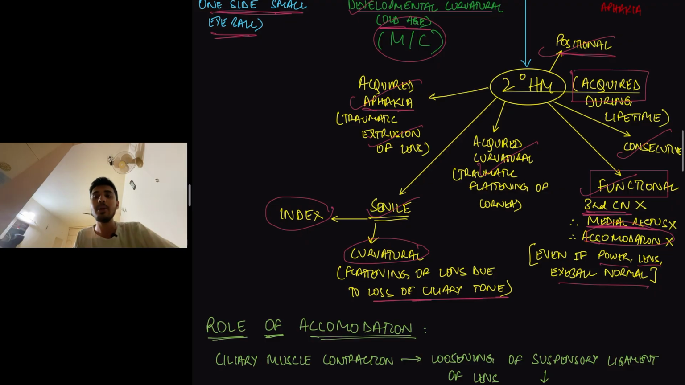So secondary hypermetropia, you have positional displacement, acquired aphakia because of trauma, acquired curvatural hypermetropia because of traumatic flattening of the cornea, consecutive hypermetropia, functional hypermetropia due to third cranial nerve palsy leading to loss of accommodation. Why? Because of medial rectus paralysis. Senile hypermetropia, which can be due to index, which can lead to decrease in refractive index like cortical sclerosis, or because of curvatural hypermetropia due to loss of ciliary muscle tone leading to flattening of the lens.